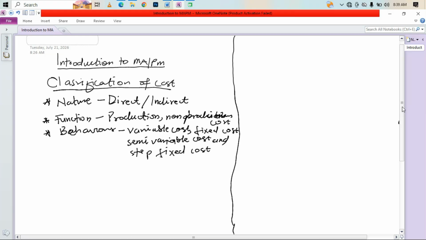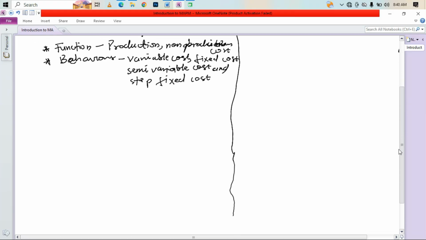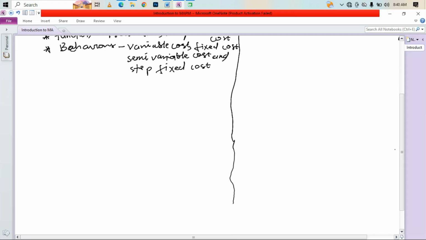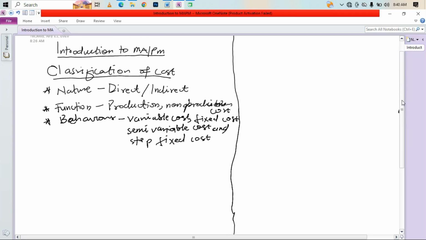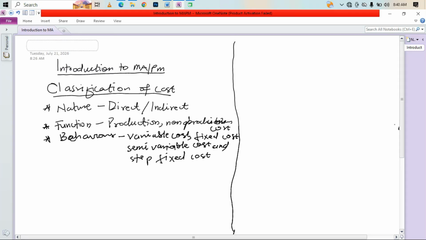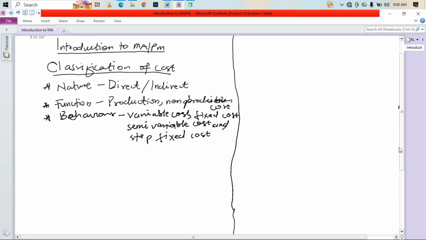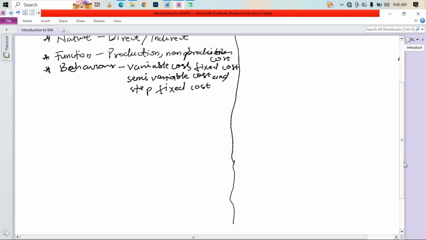For example, when I'm producing a table, what are the costs that will be associated with that table? Any cost that I can trace conveniently to the production of one table, then that cost is a direct cost. Any cost that I cannot trace conveniently to the production of that table, we say that cost is an indirect cost. Then when we take cost classified as function, what are the functions? Under the function we have production and non-production.